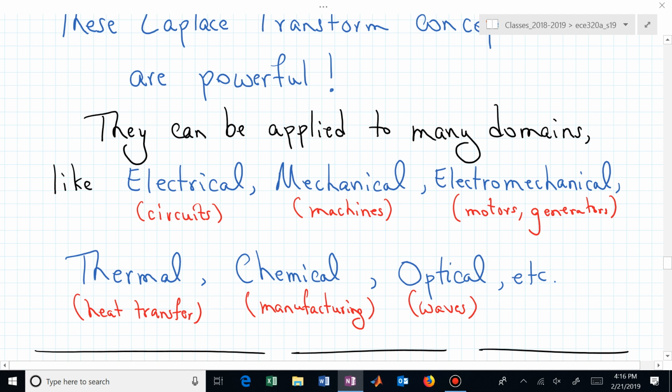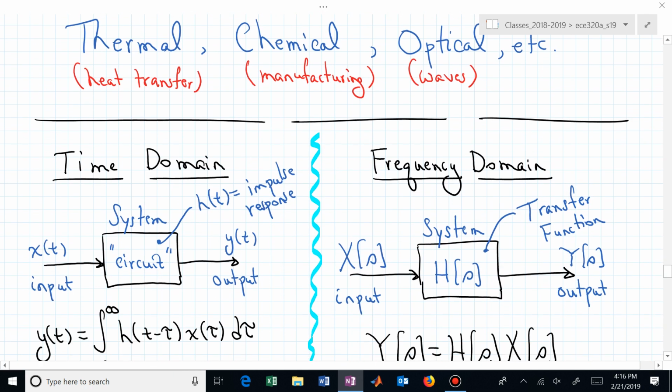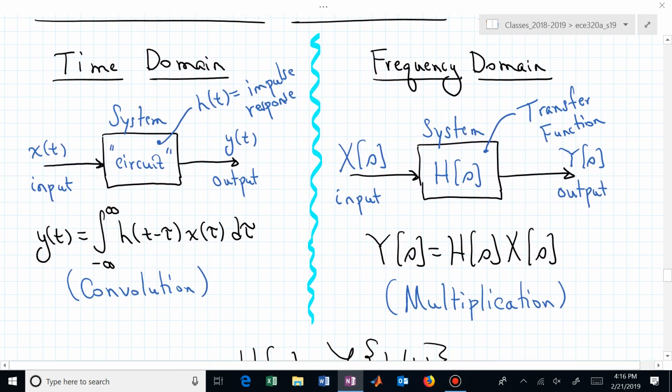What's the dynamic relationship between that building's contents and what's happening outside? You could model that in Laplace transforms. Or with manufacturing, maybe you have distillation columns, or you're now creating some new chemical, or you have some process. Laplace. Optical, dealing with waves, etc. All of those you can play with using Laplace transforms.